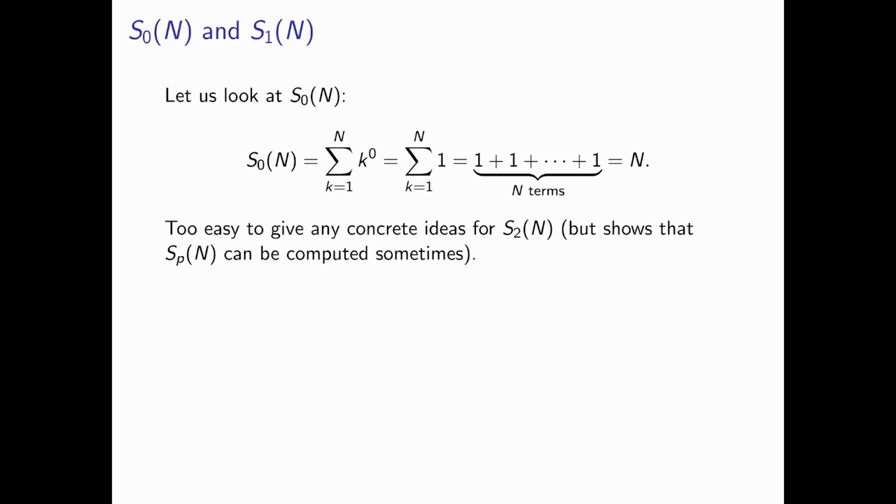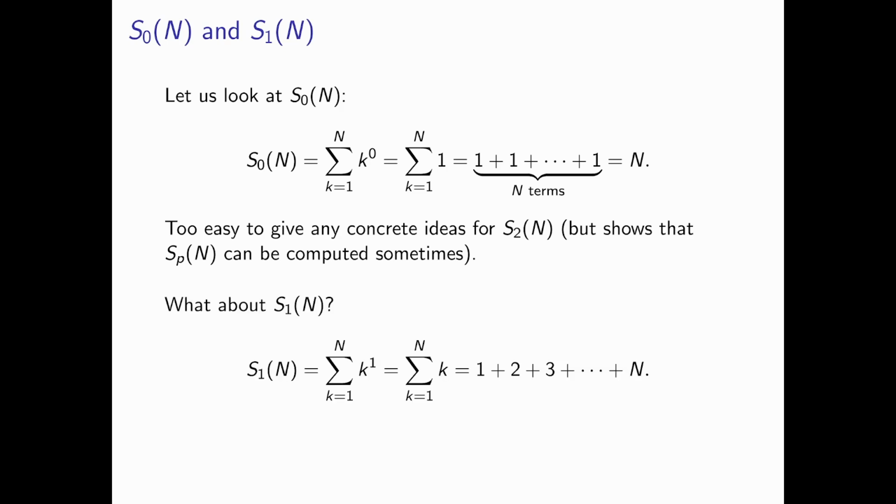So this problem is a bit too easy to give us any concrete ideas for S sub 2 of n, but it does show us that S sub p of n can be computed sometimes, and this may give us some hope that the problem of computing S sub 2 of n may actually be solvable. So let's now consider S sub 1 of n instead.